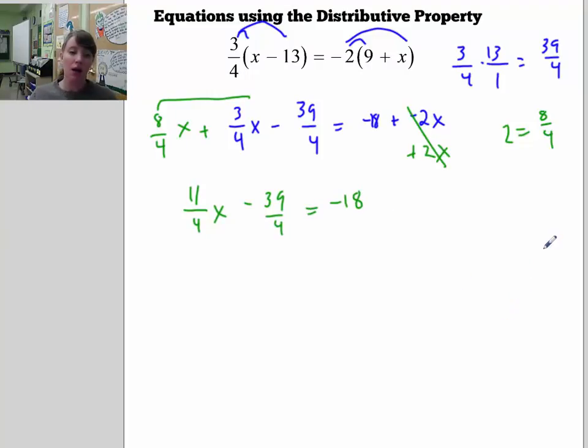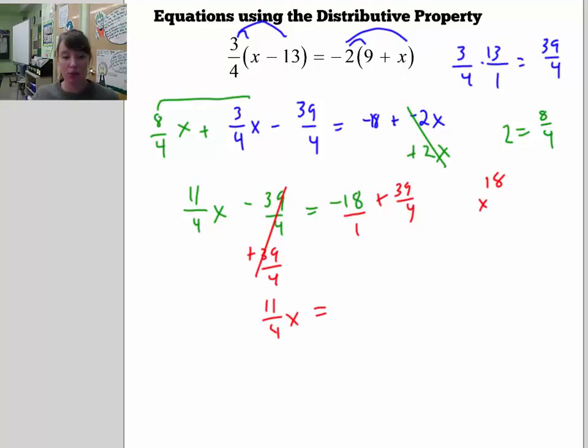Okay. And here I'm going to add this 39/4 over here. Okay. And so I have 11/4 x is equal to, now I need to get, this is negative 18 over 1, so I need to get them so that they are common denominators so that I can add them together. Now, what I want to do is, let's see, what's 18 times, because I have to multiply it by 4 over 4. So 18 times 4 is 72, so I have negative 72 over 4 plus 39/4.